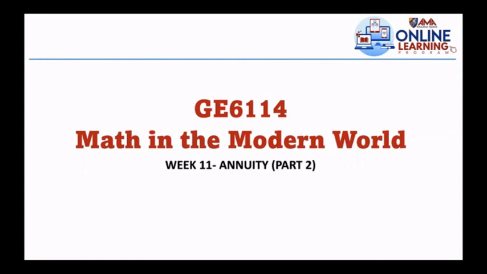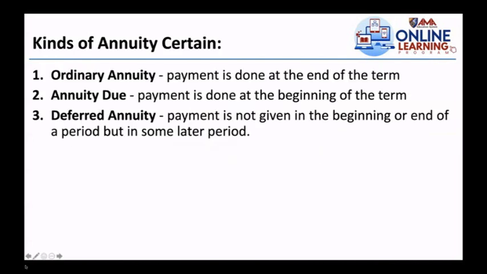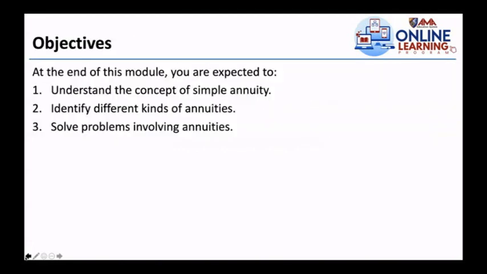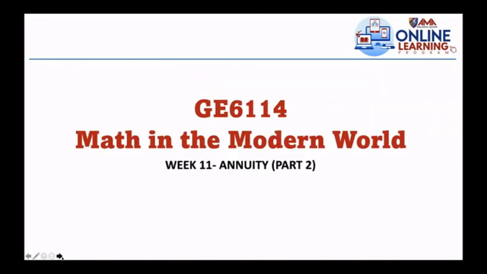Under present value, we will talk about annuities: the ordinary annuity, which we denote as OA, and the annuity due, AD. Similarly, for part two, we will also tackle the ordinary annuity and the annuity due. But this time, our focus is more on the future value.